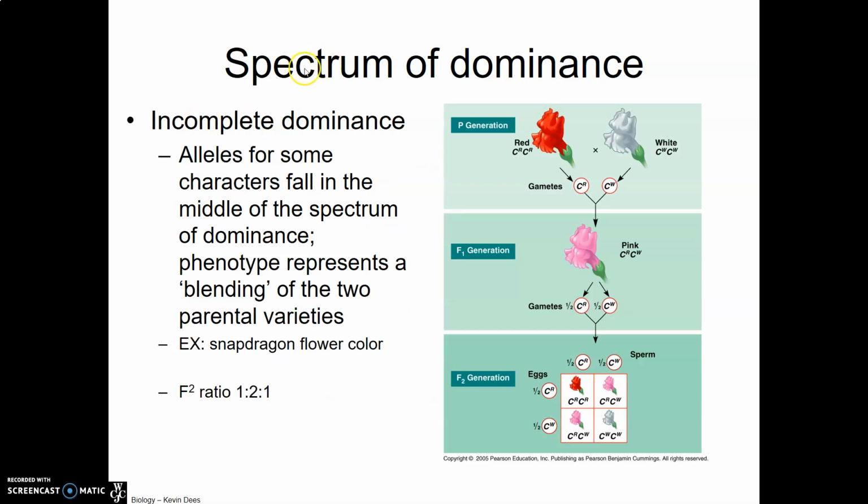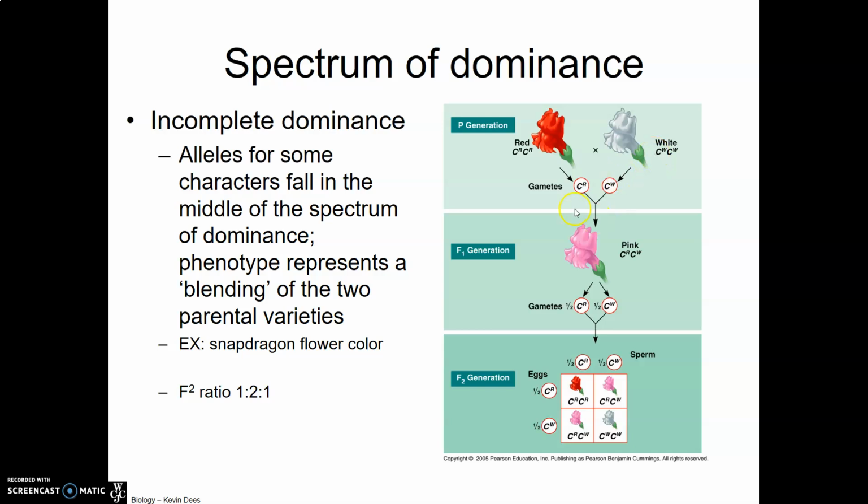Now another type of dominance is incomplete dominance. And this is where the alleles for some characters are going to fall sort of into the middle of a spectrum, where the phenotype of a hybrid represents a blending of the two parental varieties. So snapdragons are a good example of this. You can have the P generation of red snapdragons and white snapdragons. Now notice that the notation looks a little bit different here. We've got the color red, and so a true breeding red snapdragon has two alleles for red flowers, while the color white has two alleles for the white flowers.